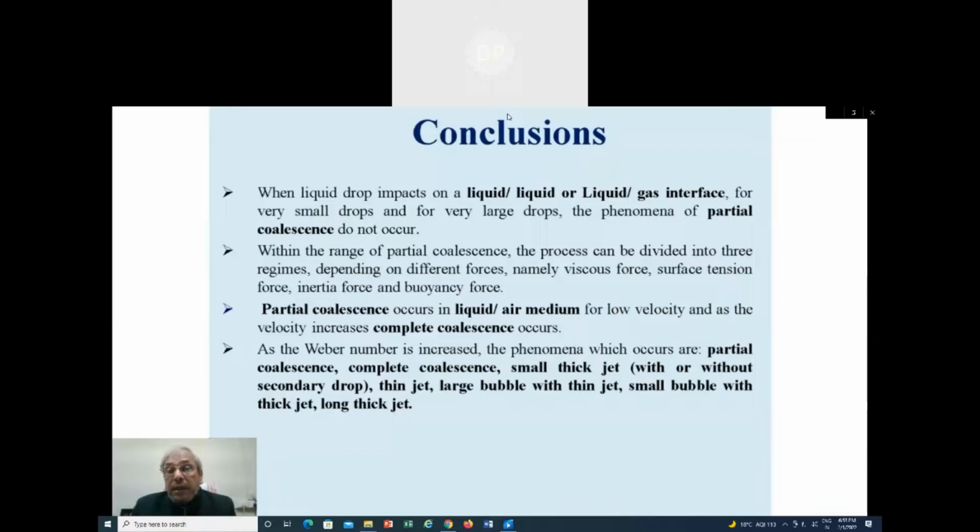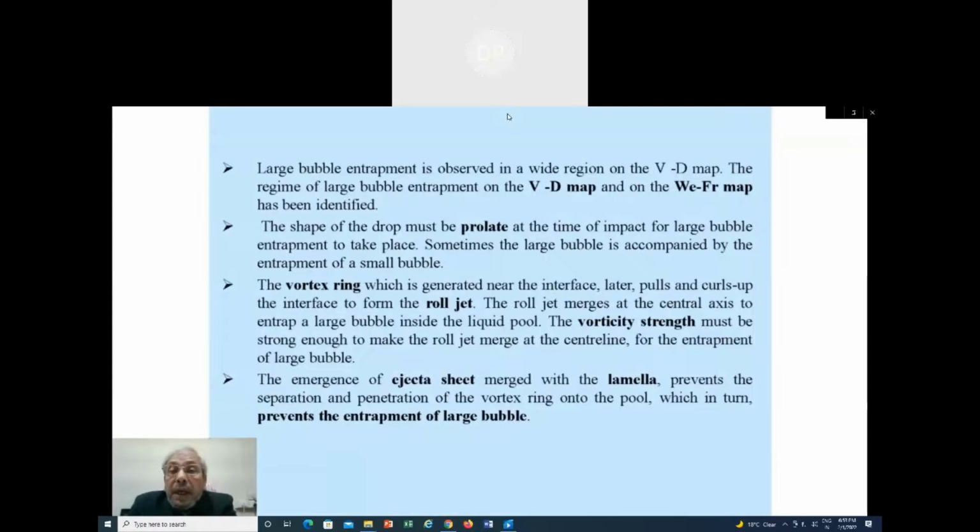Large bubble entrapment is observed in a wide range on the VD map. The regime of large bubble entrapment on the VD map and on the Weber number, Froude number map has been identified. The shape of the drop must be prolate at the time of impact for large bubble entrapment to take place. Sometimes the large bubble is accompanied by the entrapment of a small bubble. The vortex ring, which is generated near the interface, later pulls and curls up the interface to form the roll jet. The roll jet merges at the central axis to entrap a large bubble inside the liquid pool.